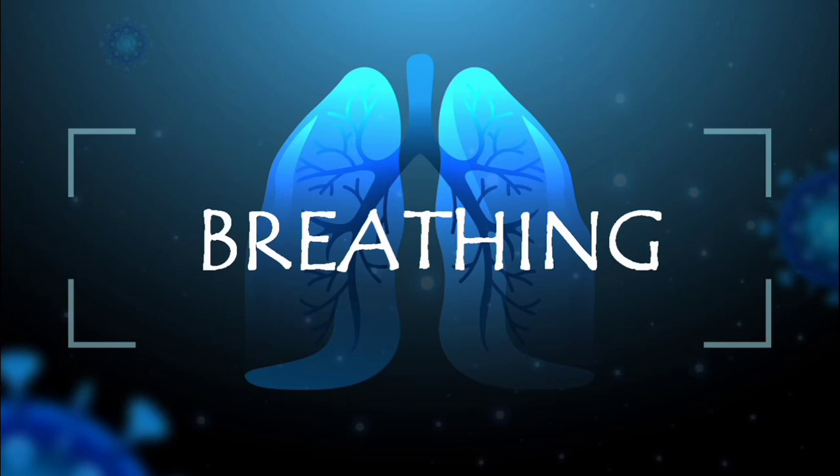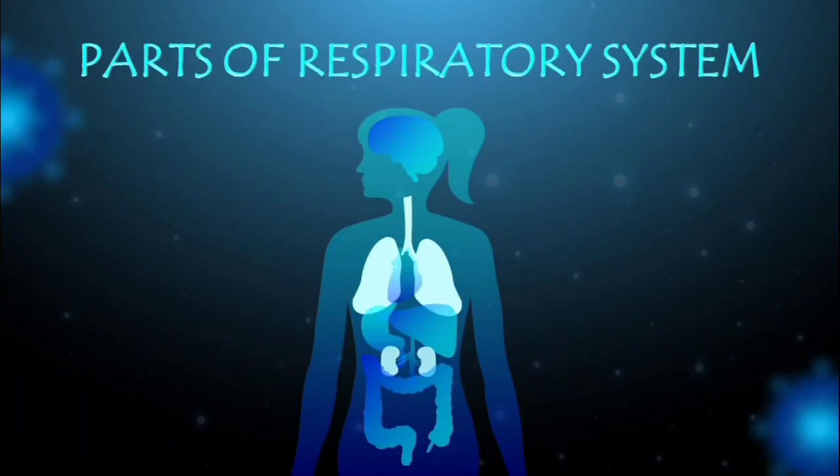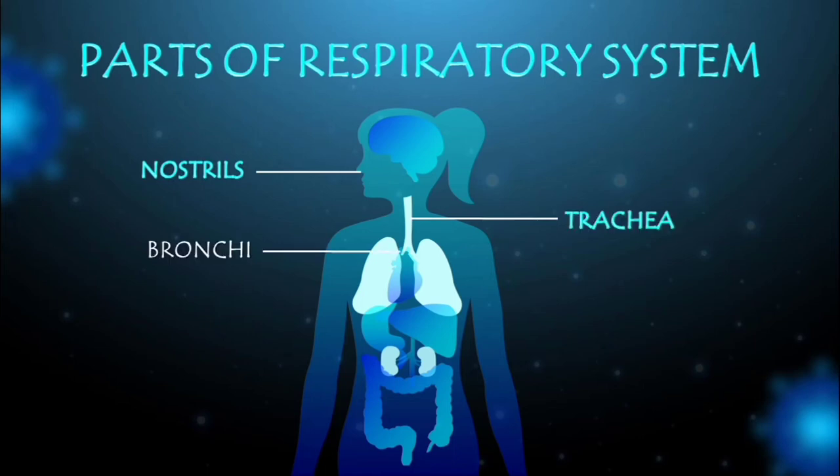Well, in this module, we'll be learning the mechanism of breathing in humans. Okay, now let's quickly recall the major respiratory organs in our body. As we all know, the major respiratory organs are the nostrils, trachea, bronchi, the lungs, and the diaphragm.